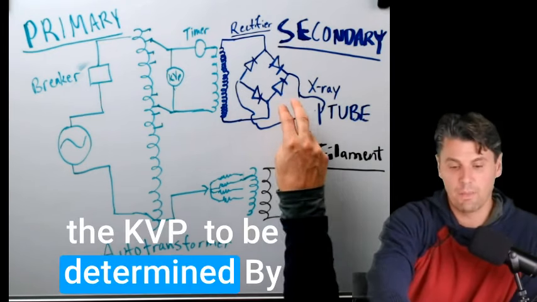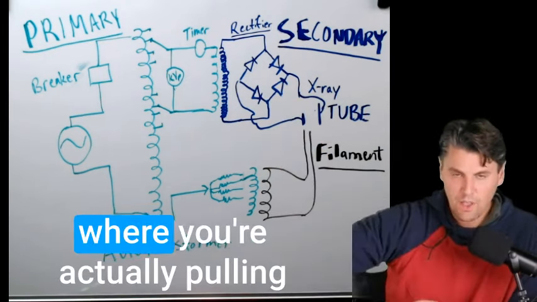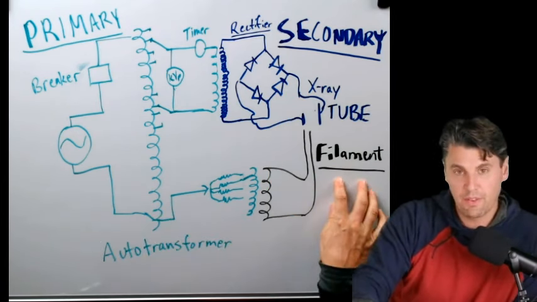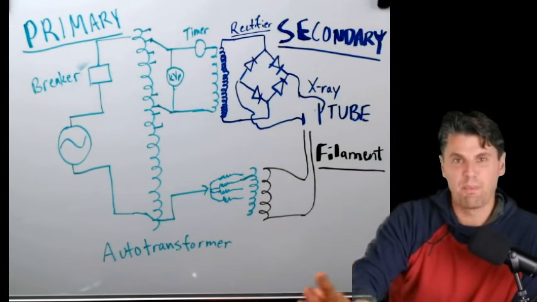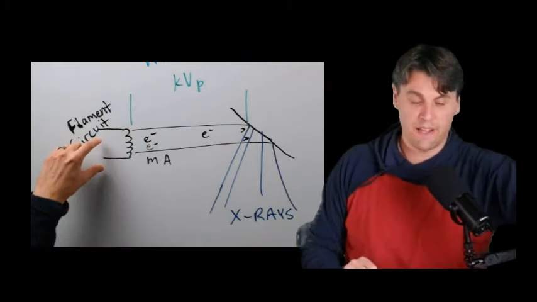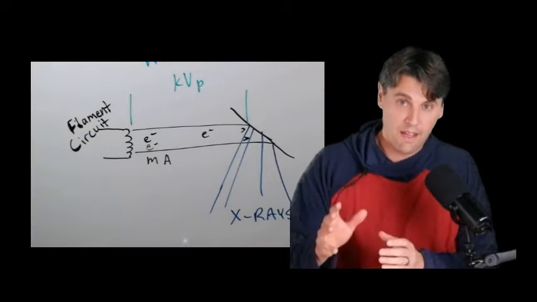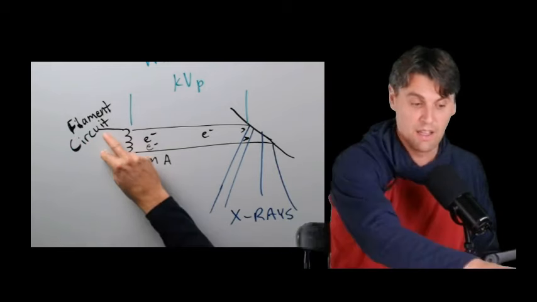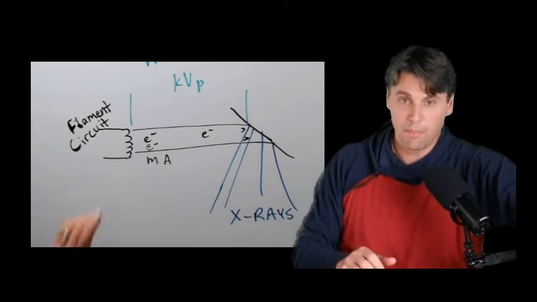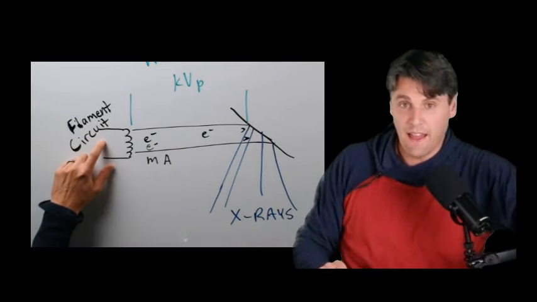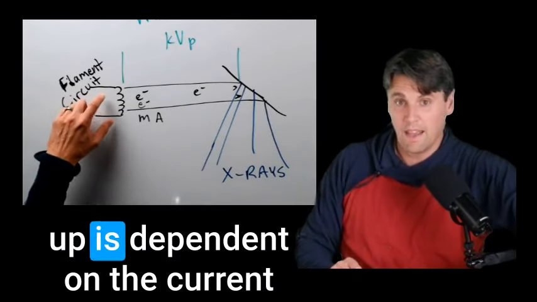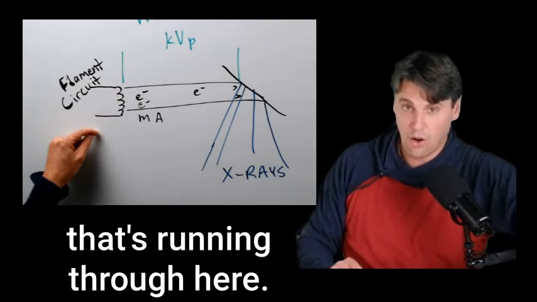The KVP can be determined by this secondary circuit here where you're actually pulling those electrons across. This filament circuit here is going to be setting up basically the heat so that we can boil those electrons off. The filament circuit then is connected to the actual filament. A lot of times systems will have multiple, so you can actually change this in the circuit itself, and only one of the filaments will be connected at one given time. Then that filament that's connected, it's being heated up. The amount that it's being heated up is dependent on the current that's running through here.